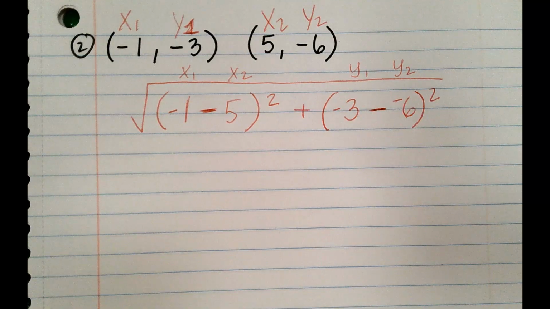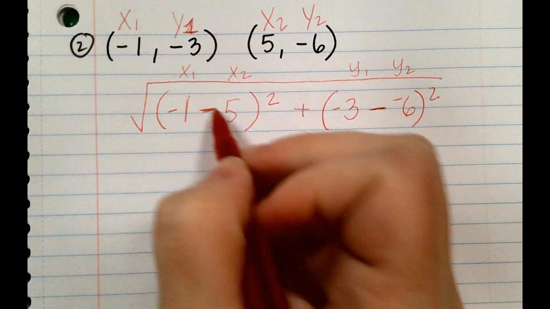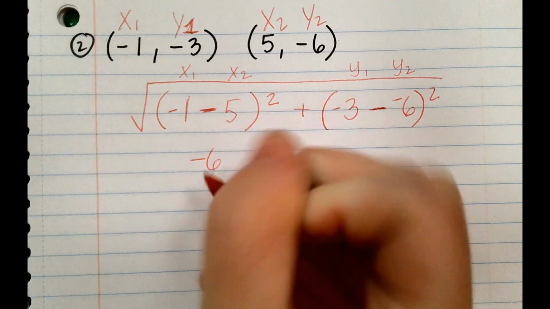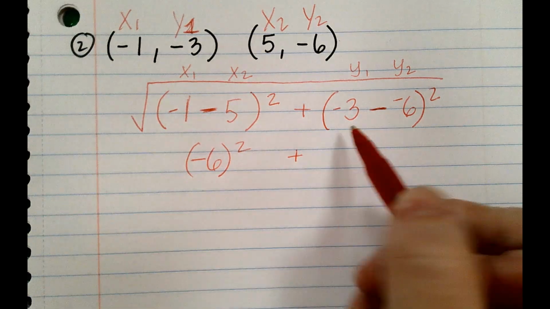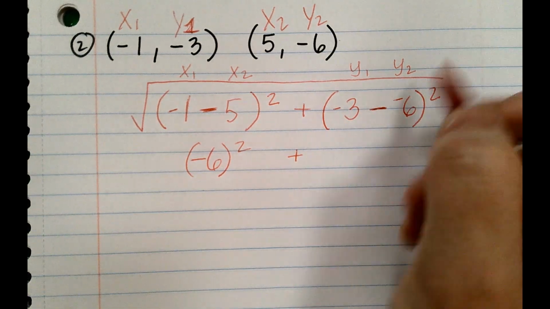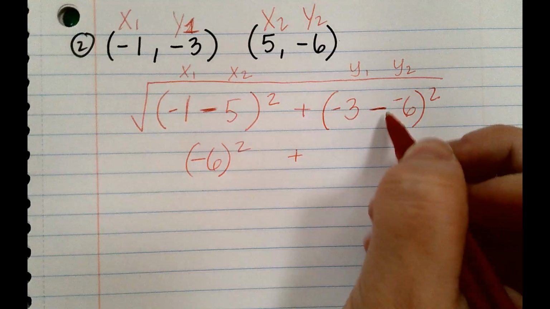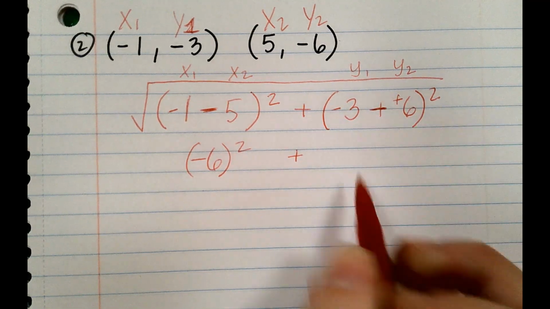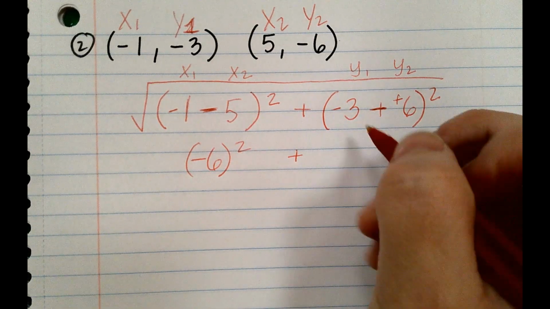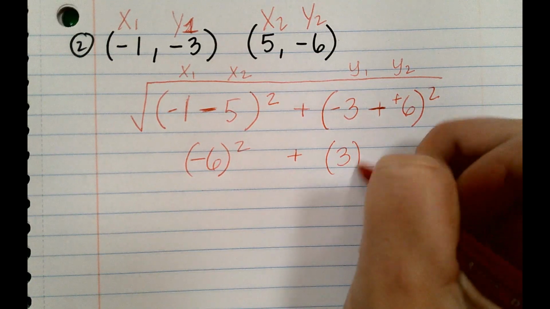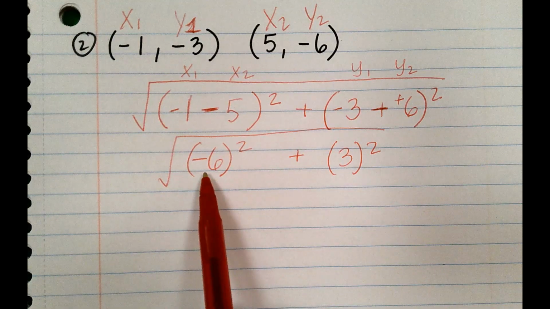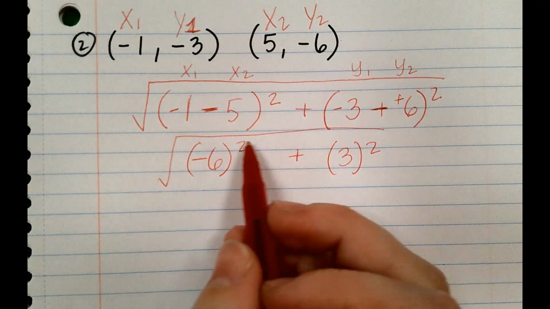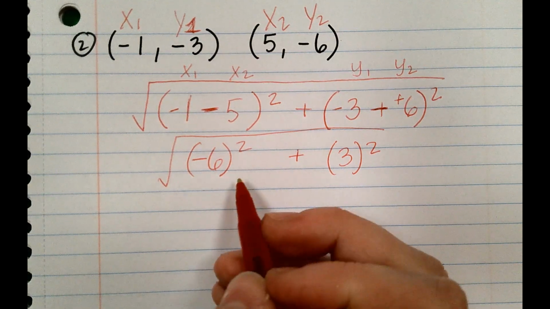Okay, so if we were to finish this one just for fun, -1 minus 5 is -6. Bring down my square, plus -3 minus -6, which is really the same thing as -3 plus 6. That should give us +3 squared. Bring down my square root, and then I keep going. -6 times -6.